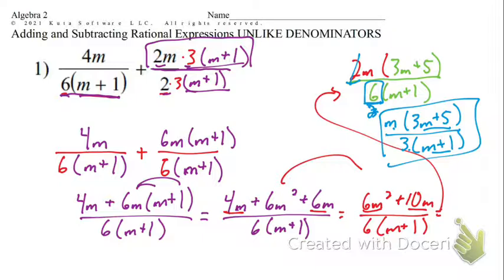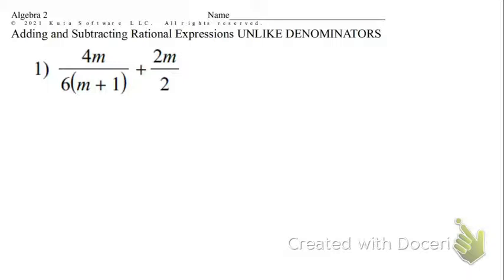So let me go ahead and wipe this off real quick and show you what we could have done to begin this problem. What we could have done to make it a little easier is taken each of these fractions and simplified them first. So if I took these two and divided them both by 2, I would have gotten 2m over 3 parentheses m plus 1. Here, the 2's go away. I'm just left with m over 1.